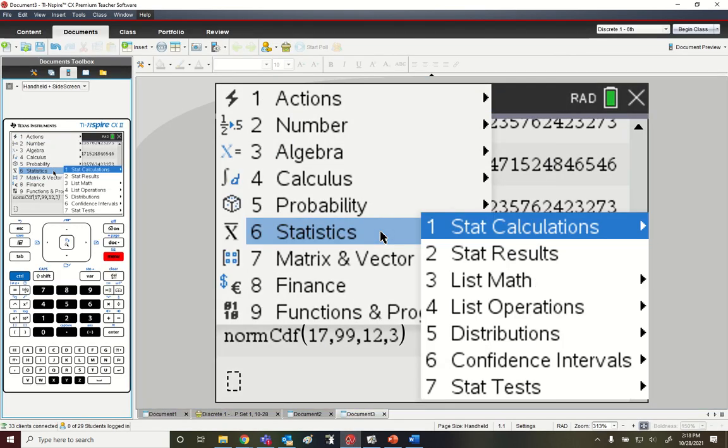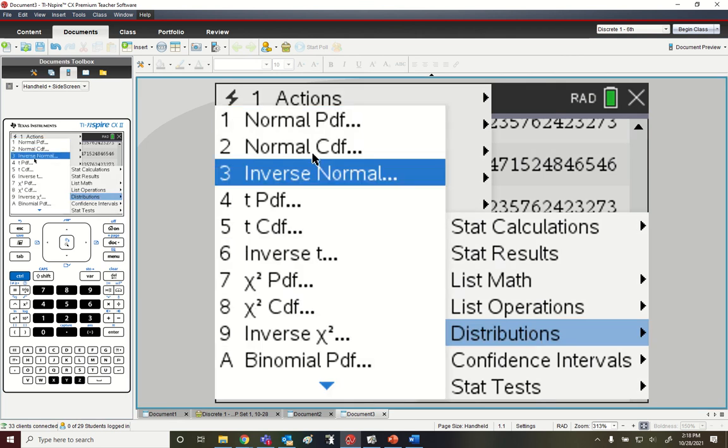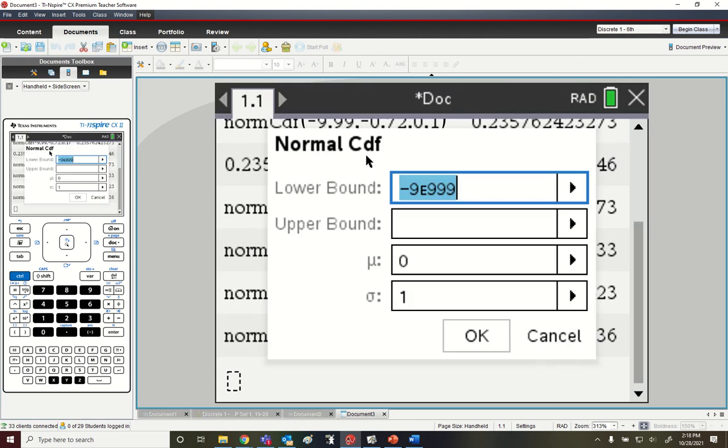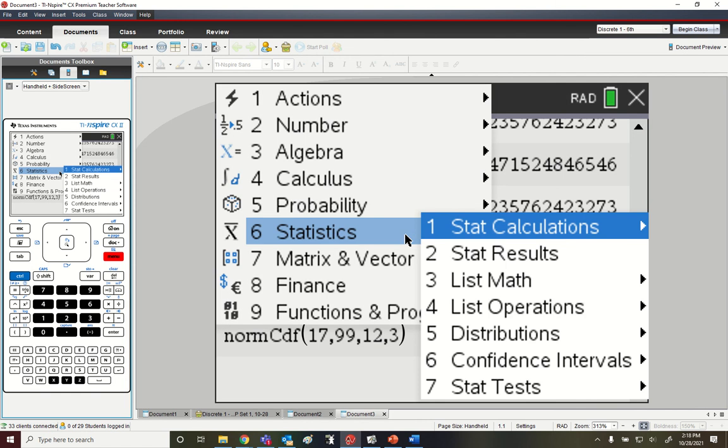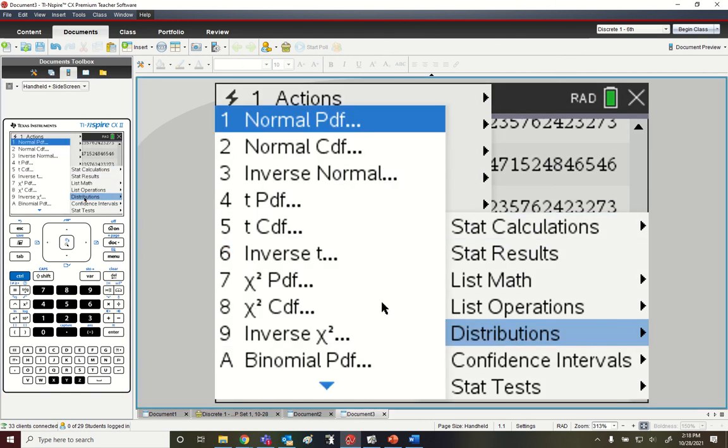Menu, statistics, distribution, CDF, and negative 99. Upper bound we said was 8. This is my mean, which is 12, and standard deviation is 3. Yes? All right. And so we get, for this one here, oh, what happened to it? Did I delete it? Dang it, I did. 9 point what? 9.12? Okay.